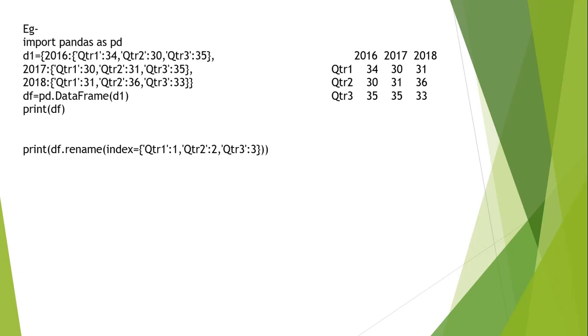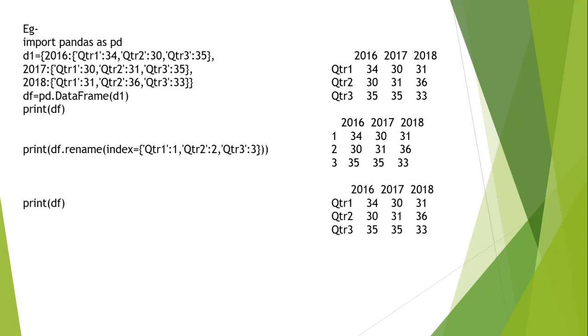Now if we print this, let's see what the output is. See, the column names are the same, but now the indexes have been changed. qtr1 has been replaced by 1, qtr2 has been replaced by 2, and qtr3 has been replaced by 3. Whatever we gave in the form of dictionary key-value pairs has been replaced accordingly. Now see, if we print df again, let's see what the output is.